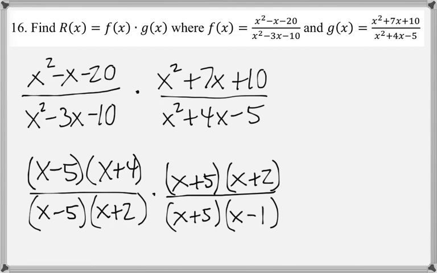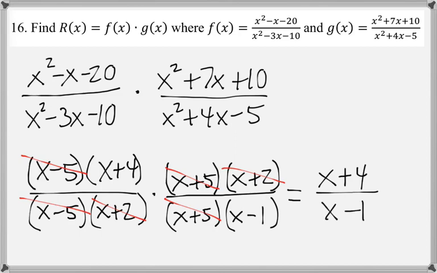and minus 1. So anything on the top, either top, that matches up with anything on the bottom, either bottom, you want to cancel out. So we have the x minus 5s, we have the x plus 5s, and we have the x plus 2s. So the only thing that's left on top is the x plus 4, and the only thing that's left on the bottom is the x minus 1. And I like to put the parentheses, but you don't have to.